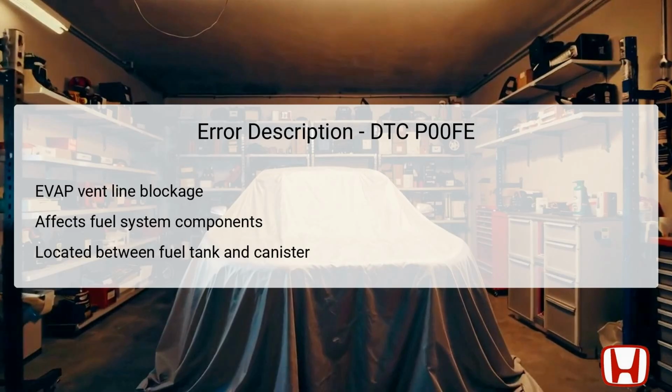to decreased fuel efficiency. Locationally, the fuel vent tube is situated between the fuel tank, located under the rear section of the vehicle, and the EVAP canister, typically found near the rear suspension area, making it accessible for inspection.